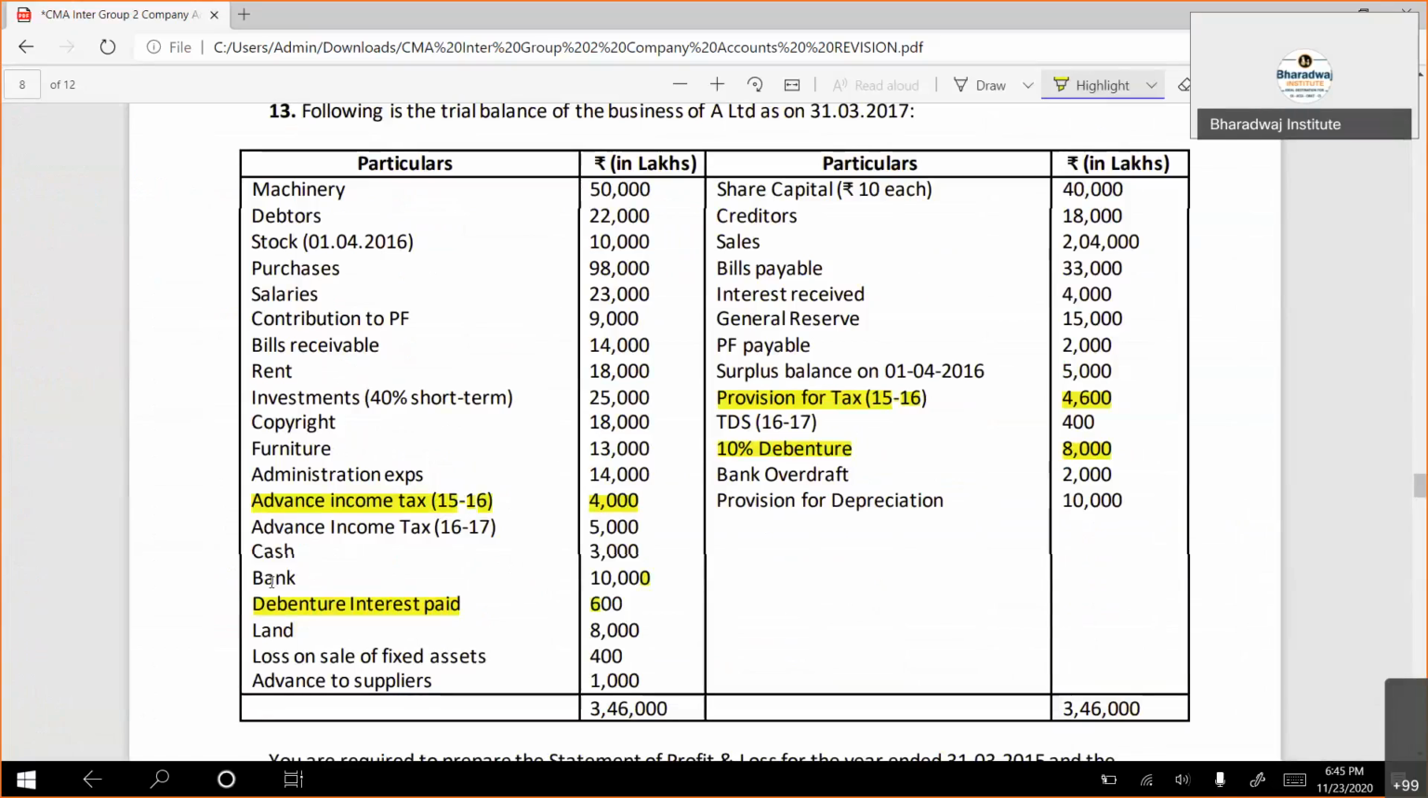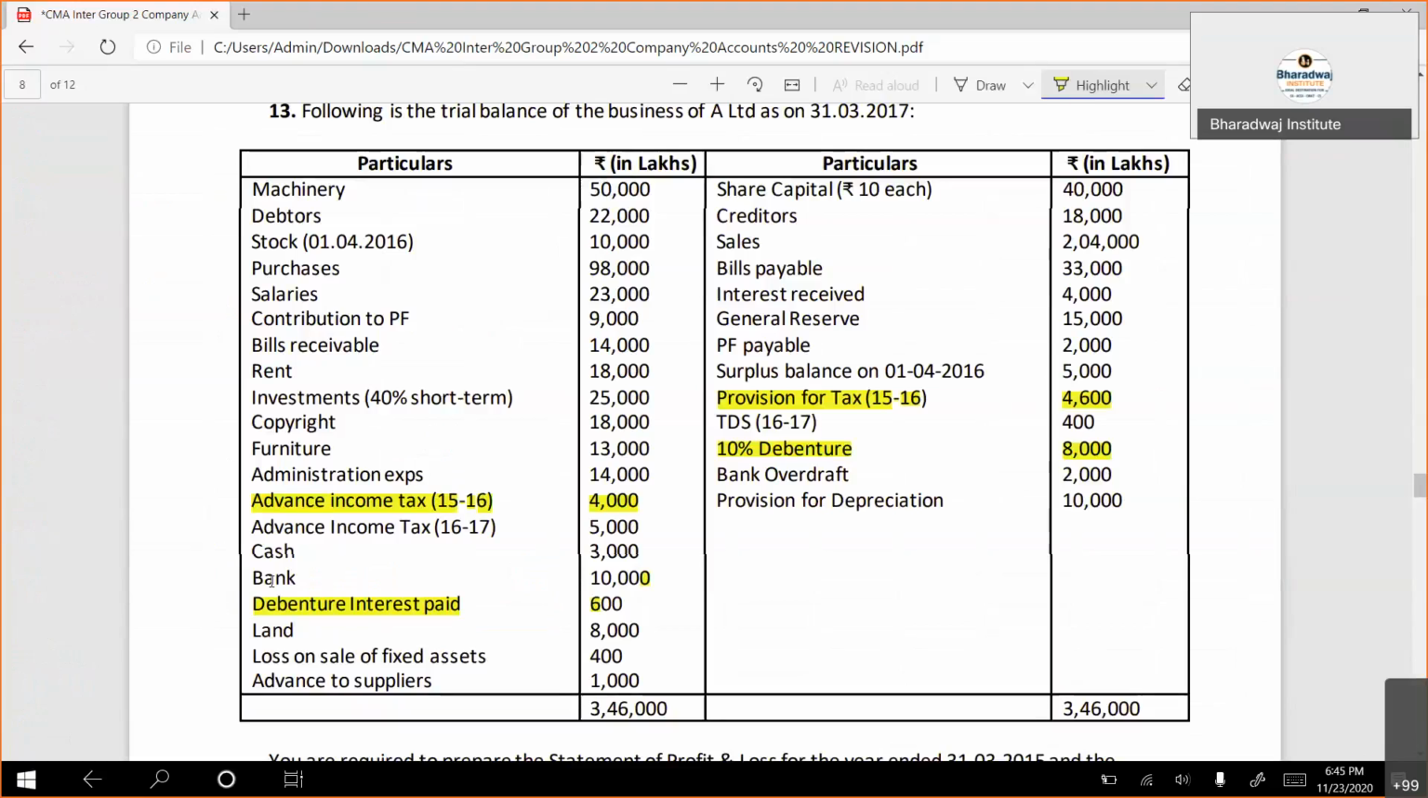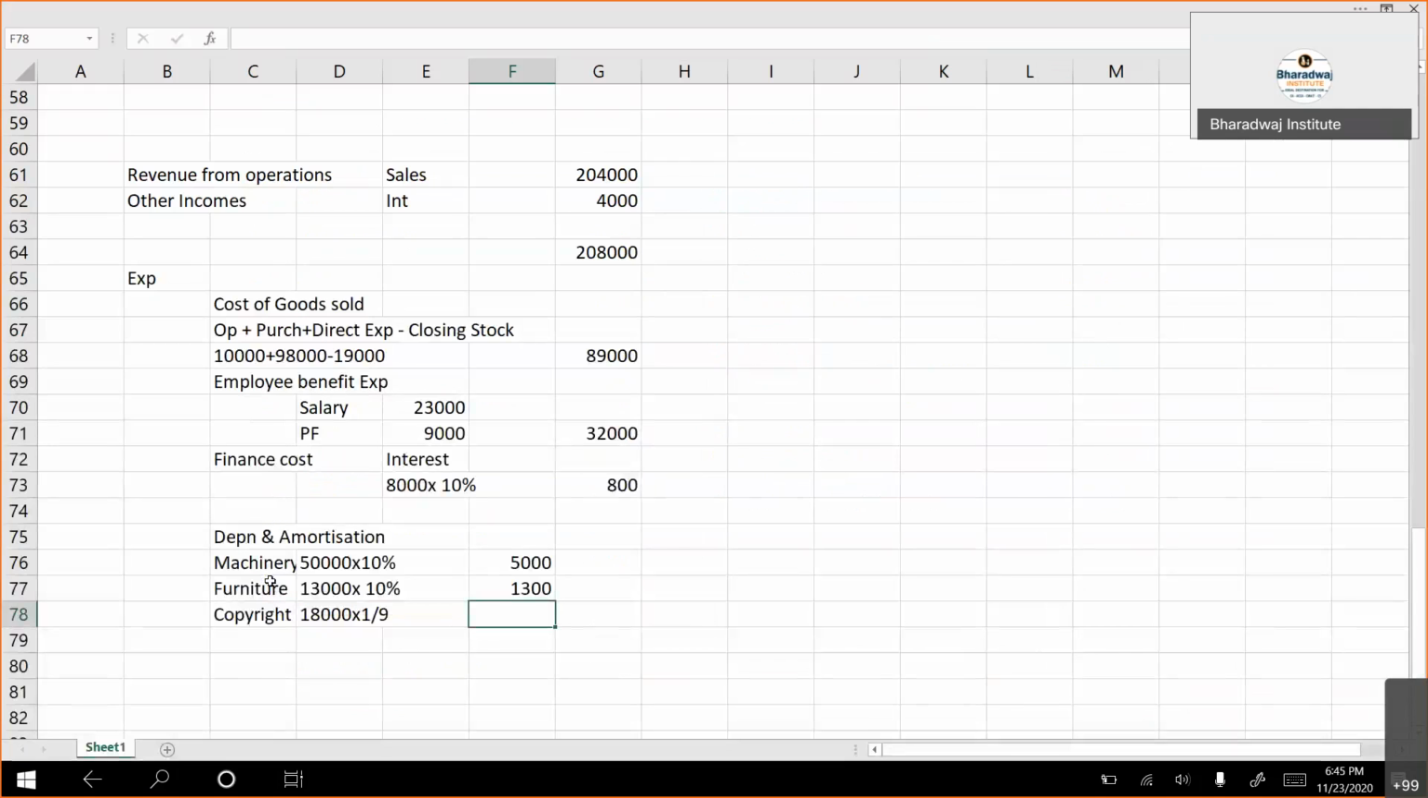Copyright, right? Copyright 18,000 into 1 by 9. They ask you to write off 1 by 9. So how much it will be? 2,000. So total of all these things gives us 8,300. This is depreciation and amortization.